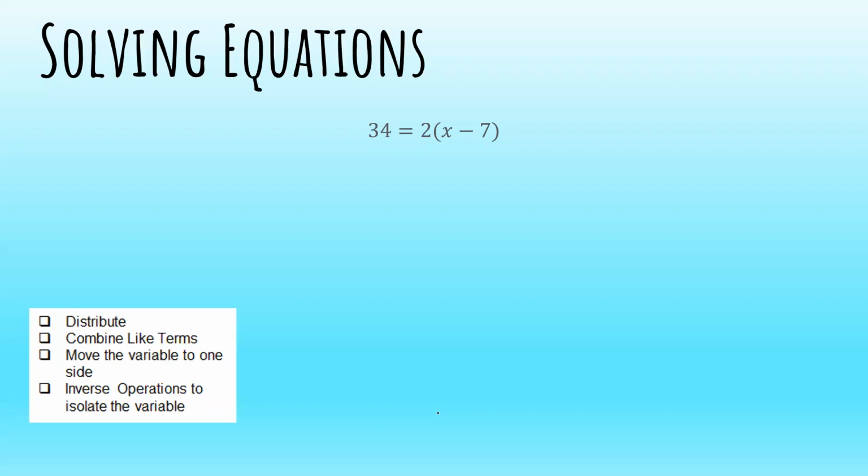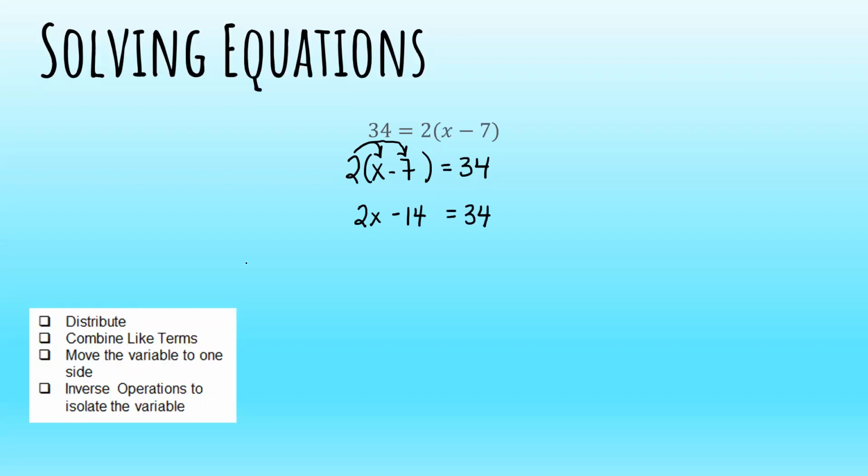Here's our first question. It says 34 is equal to 2 times x minus 7. I don't like the way it looks, so I'm going to use the reflexive property. So I'm going to do 2 times x minus 7 equals 34. This looks a little bit more familiar to me. So now I'm going to distribute because there's a 2 on the outside next to a parenthesis. So 2 times x is 2x, and then 2 times negative 7 is negative 14, equal to 34.